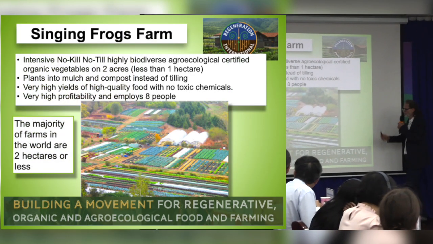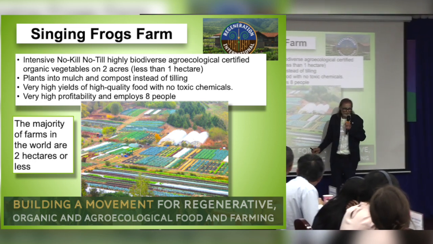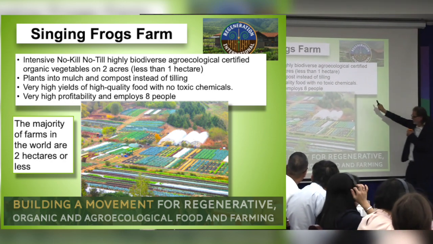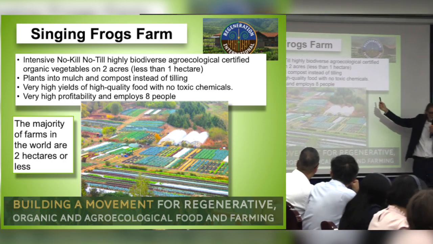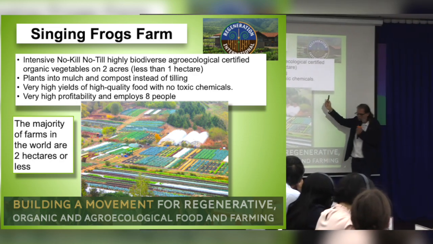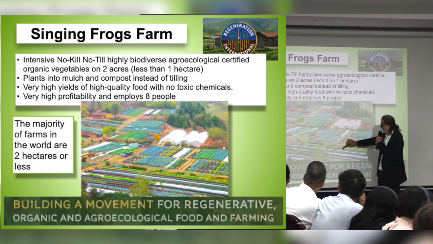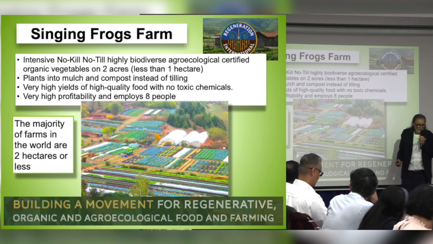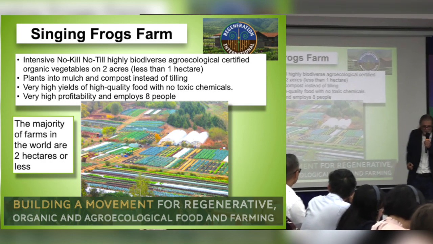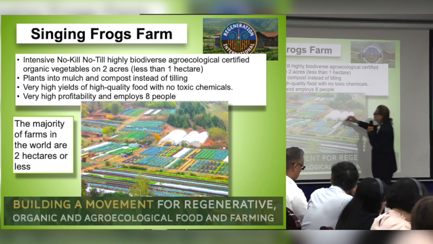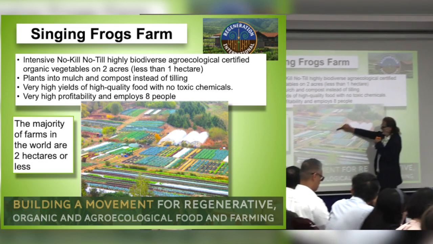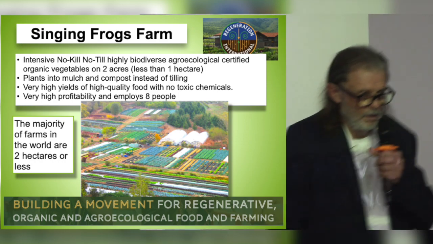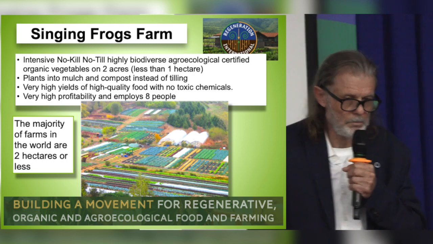So I just want to end on this slide now, because this is, most farms in Vietnam are small farms. And this is a lovely one because it's on 2 acres, that's less than a hectare. And what they've done, this is our no-till. Instead of ploughing up, they're planting compost and mulch. And they now get very, very high yields. In fact, this farm employs 8 people. They make $200,000 US per acre.